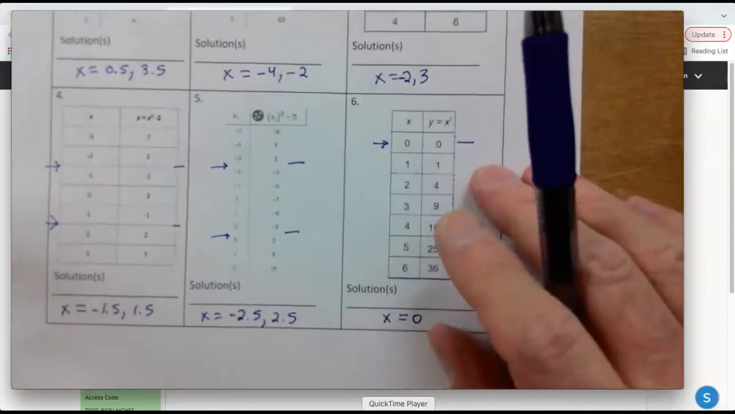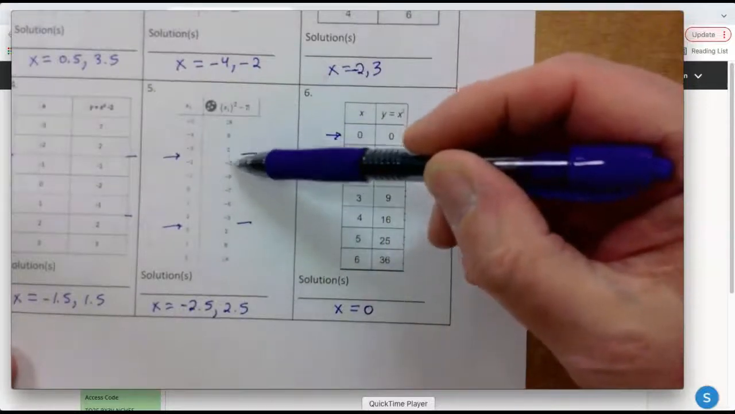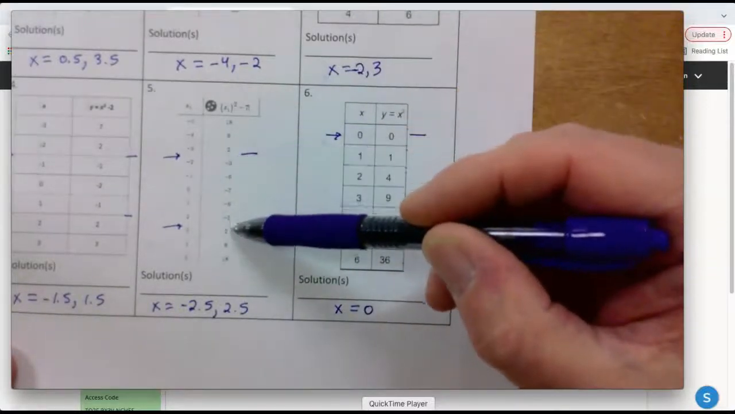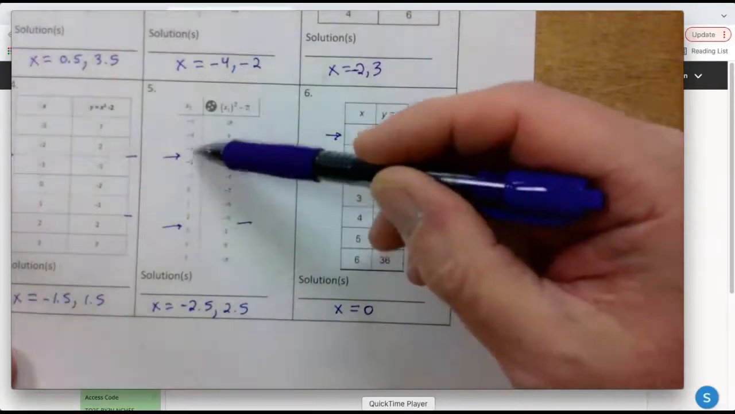All right, this one here, again, it goes from positive to negative right here and back from negative to positive right here. So I went right in between, 2.5 here and negative 2.5.